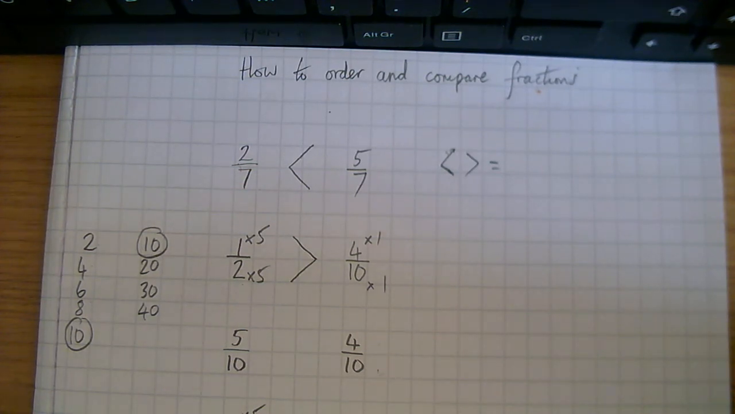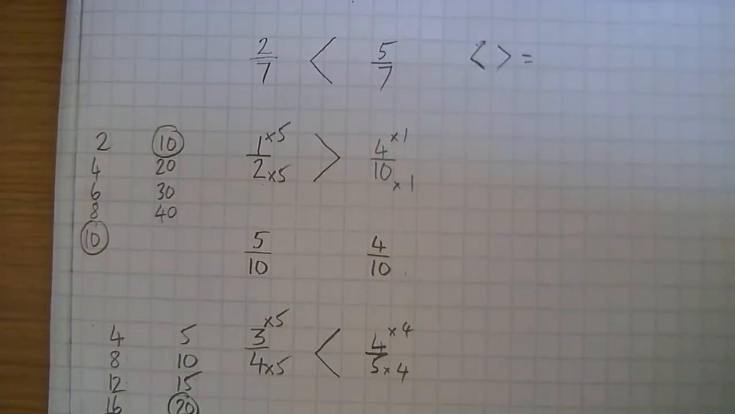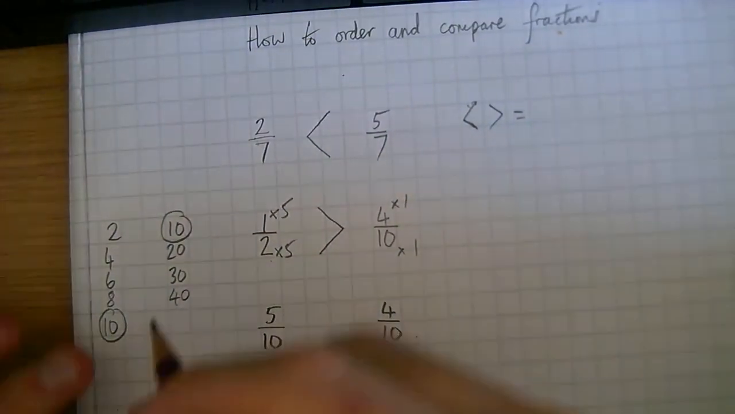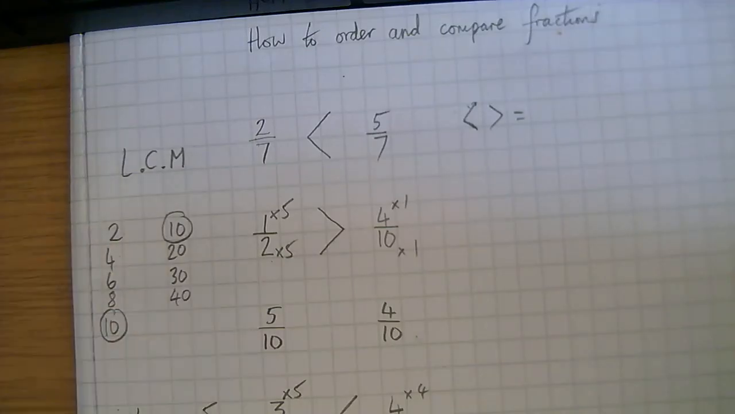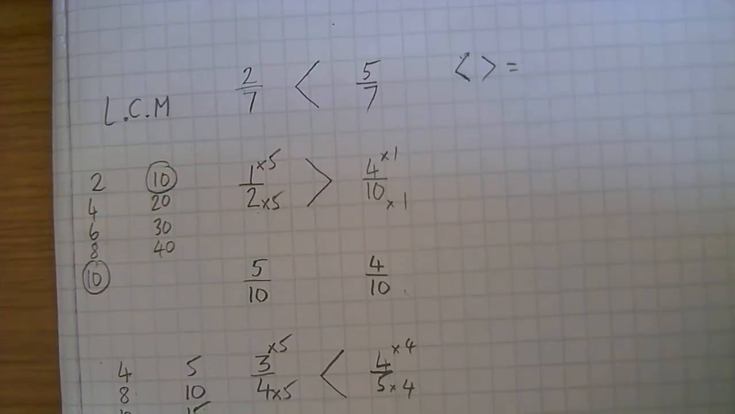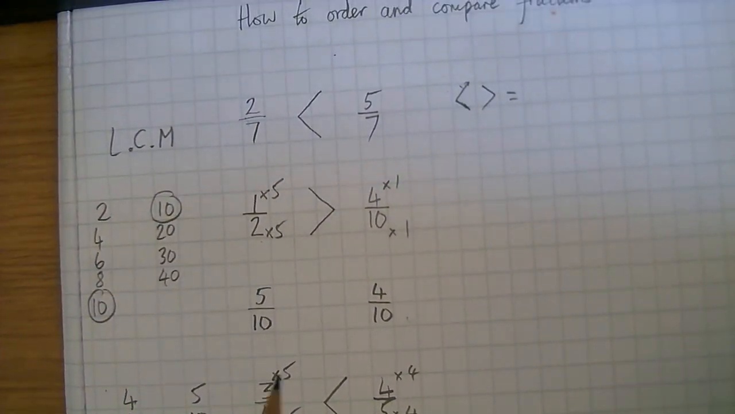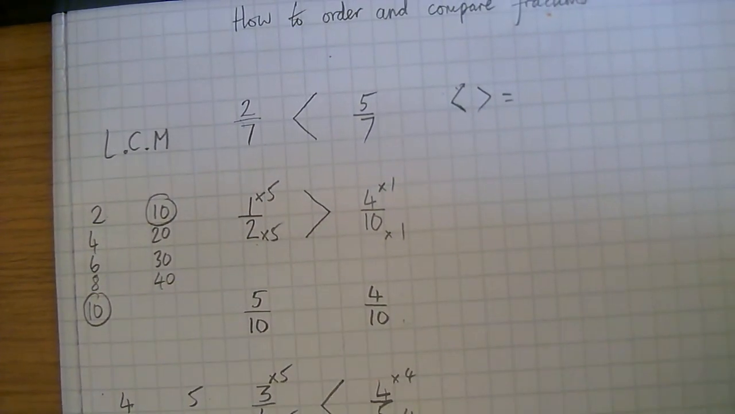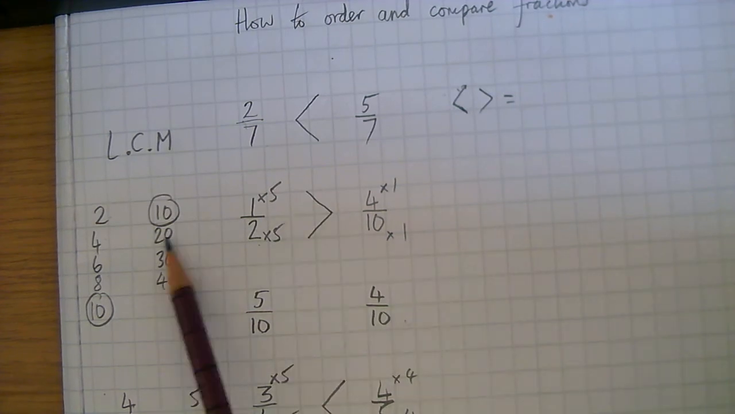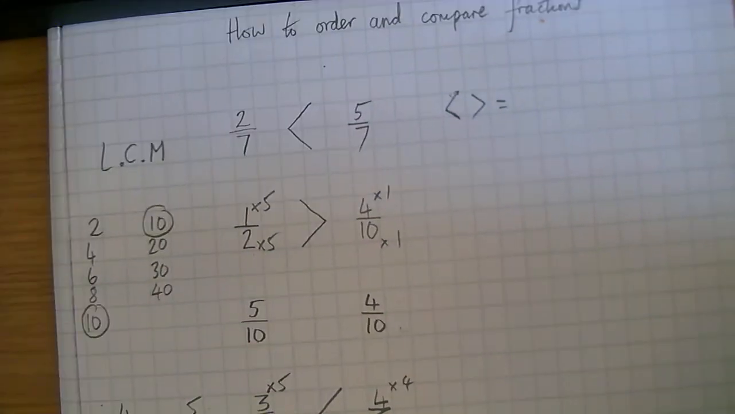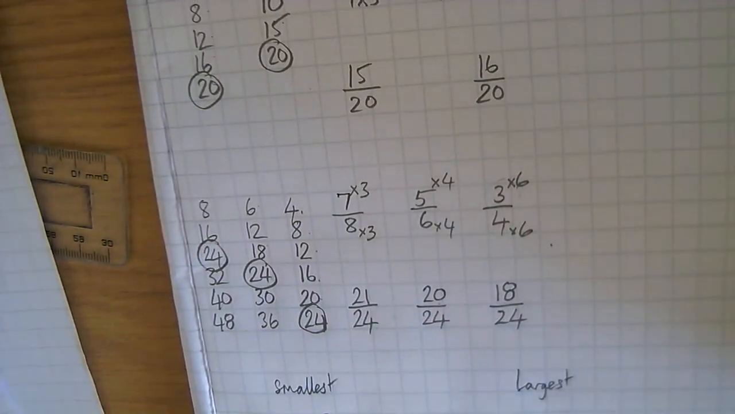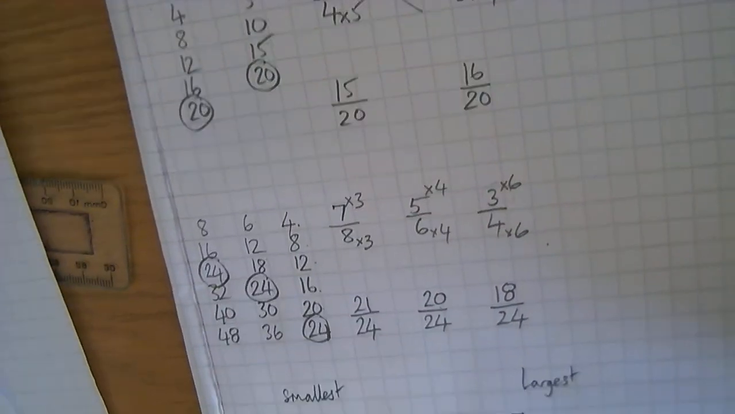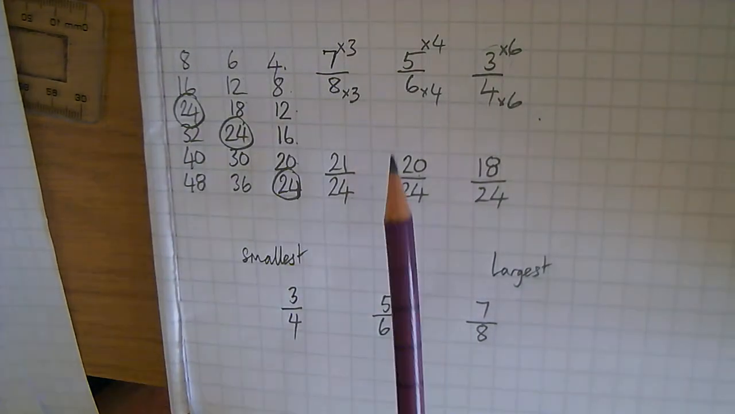If the denominator is different, we need to find what's called the lowest common multiple. And we've done this when we've added and subtracted fractions, and then we can compare once we've made the denominators the same, like we did here. And then on more tricky questions, you might have 3 fractions, and you need to find the lowest common multiple of all 3 numbers.